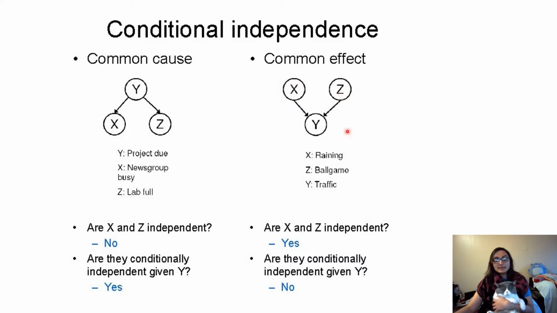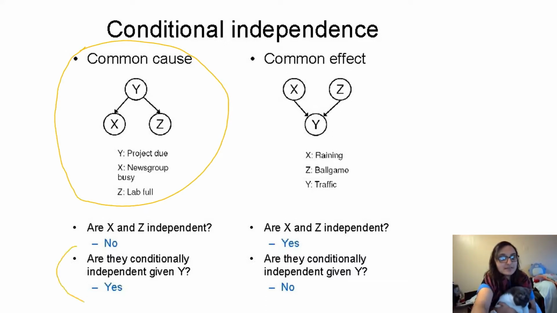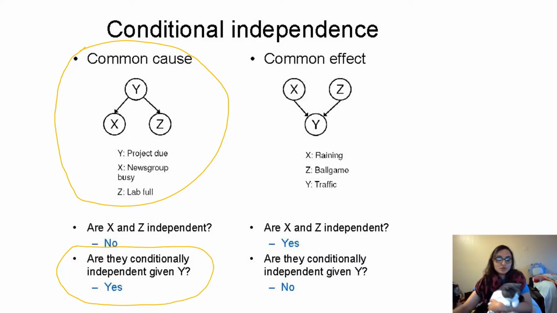So they are independent, but are they conditionally independent given Y? Are they conditionally independent given traffic? No. This is for a common effect. But here, our example is trying to see if this is a common cause. What we're checking here is mainly marginal independence, but we're testing for conditional independence. And this is what conditional independence often looks like, as a common cause.